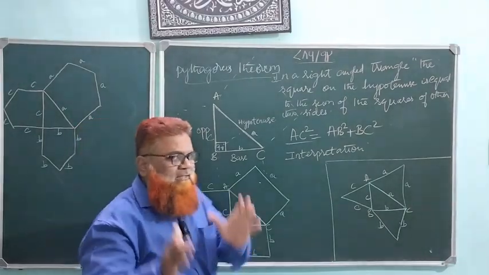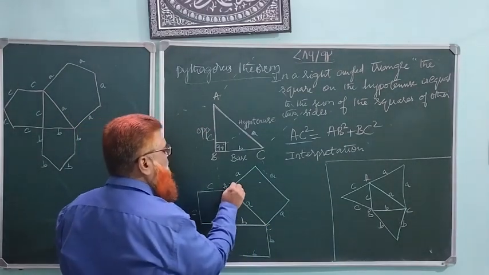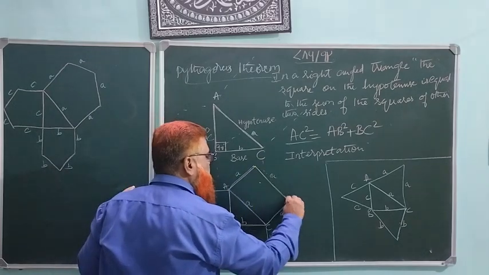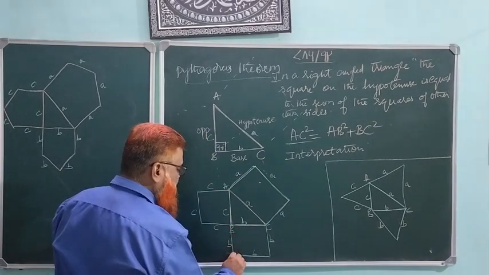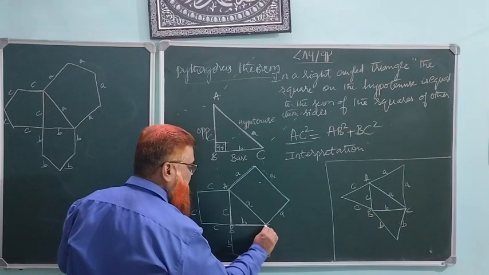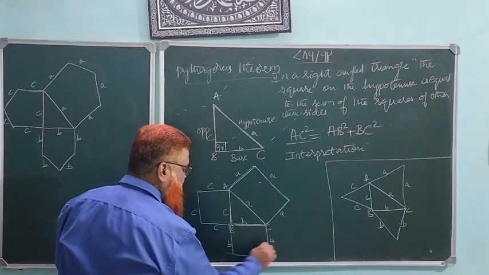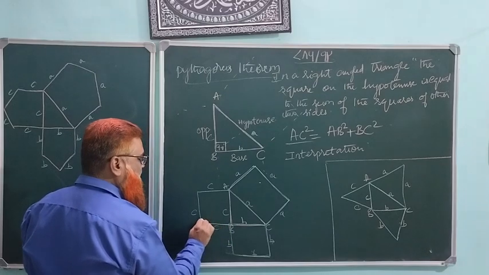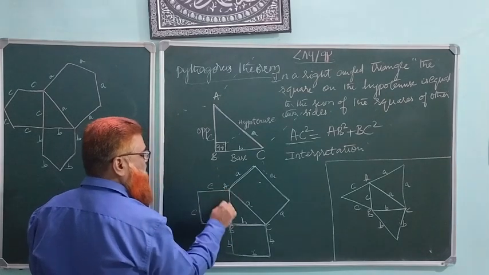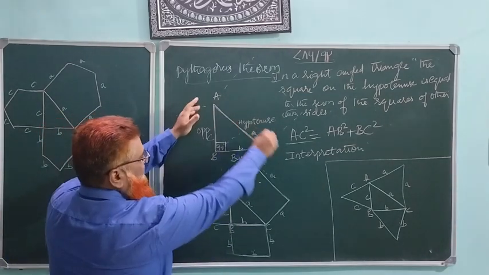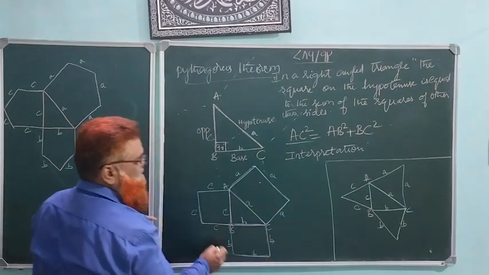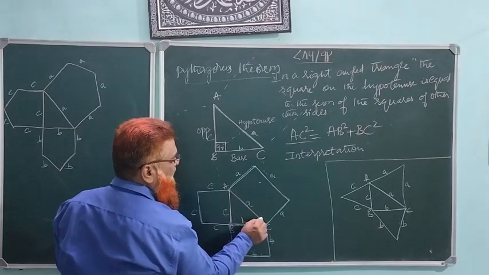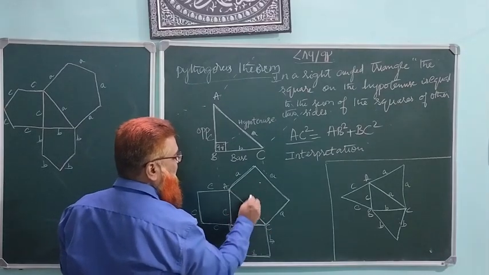What is a square? All sides are equal. So you construct a square on the hypotenuse whose side is equal to a. On BC, the base, you construct another square whose side is b. And on AB you construct another square whose side is c. See the right angle triangle, the square on the hypotenuse, and the squares on the other two sides. This is the square on the hypotenuse. And what is its area?